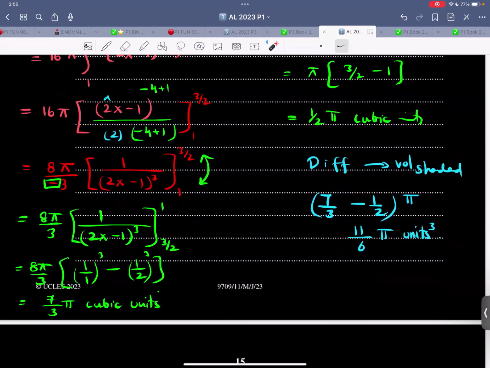You have a negative over here. Get rid of this negative, change the position of the limits. So 1 goes up, 3/2 goes down. Plug in the limit, show the working. This is your answer. That's volume produced by the curve.